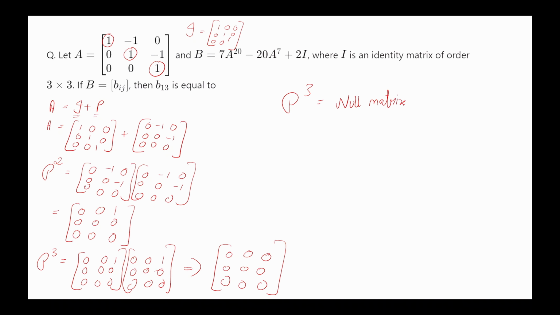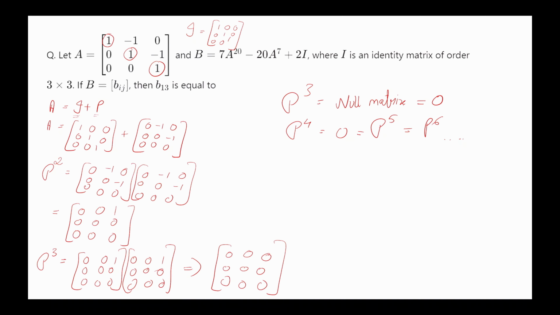Now since my P cube is a null matrix, which means it is 0, if I try to find out P to the power 4, it would also be 0. It can be written as P cube into P, where P cube is 0, so it would also become 0. And this would also be equal for P to the power 5, P to the power 6, and so on. Right? I hope you are getting this point. Now I've found that after a certain point, P becomes 0.